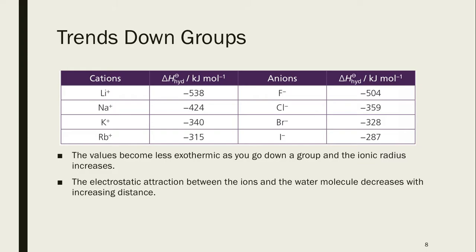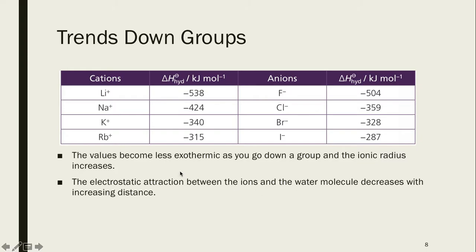This information is given in the data booklet. Okay, we can look at some trends. All right, we can compare down a group. So as we go down group 1 with our alkali metals, we can see that they are decreasing, meaning they become less exothermic. And then we also see that with our group 17 halogens. As we go down, they are becoming less exothermic, less negative.